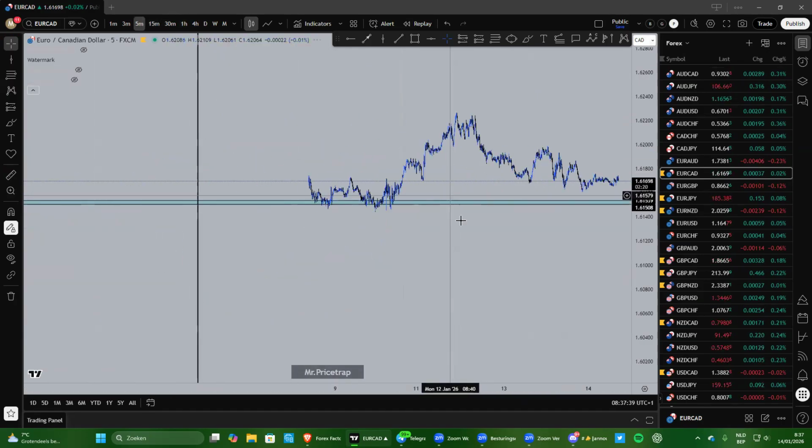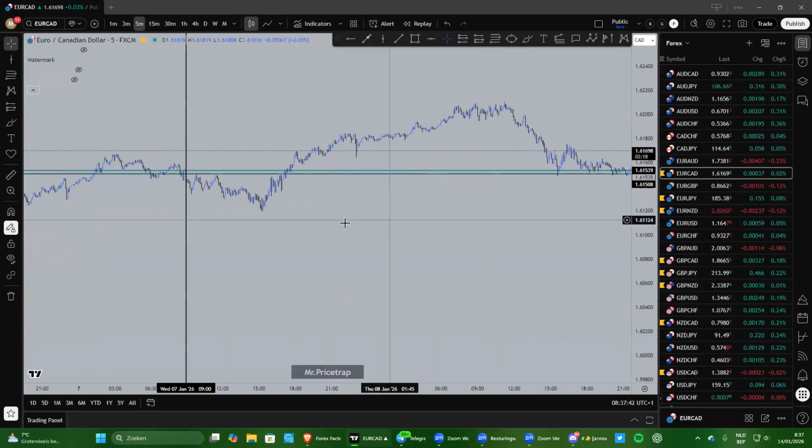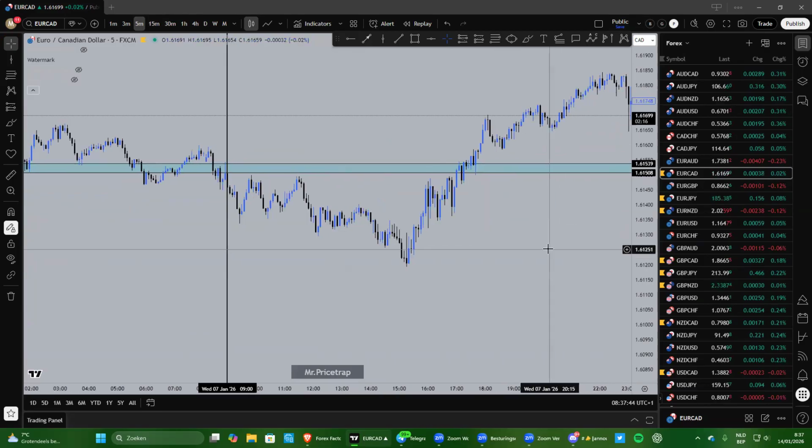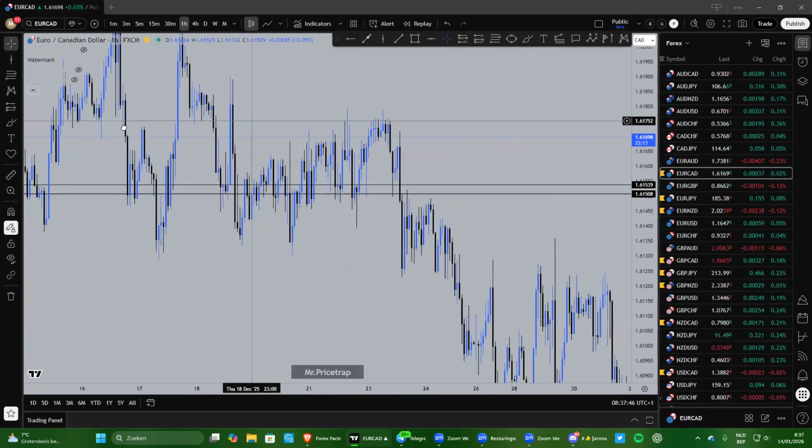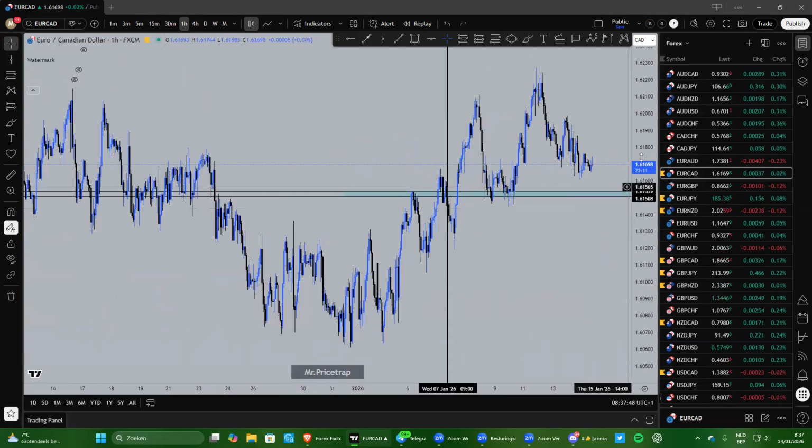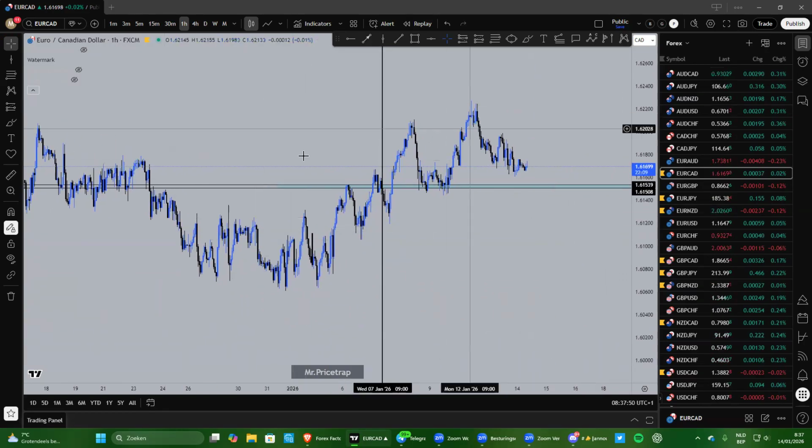Did you have a 25 pip stop or a 20 or a 15? Depends a little bit on what your type of reaction is with these price traps. Just so you know, if you are here for the first time, the entry types are different. We have so many different ways to be reacting on our price traps.